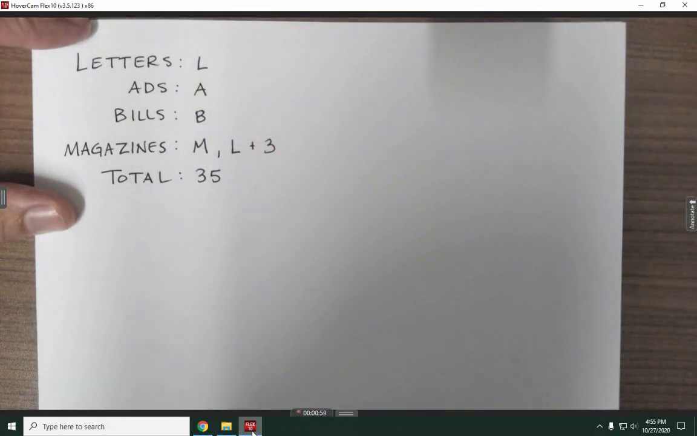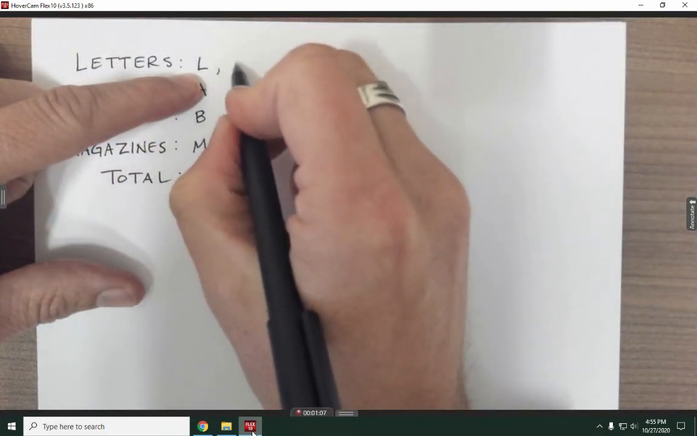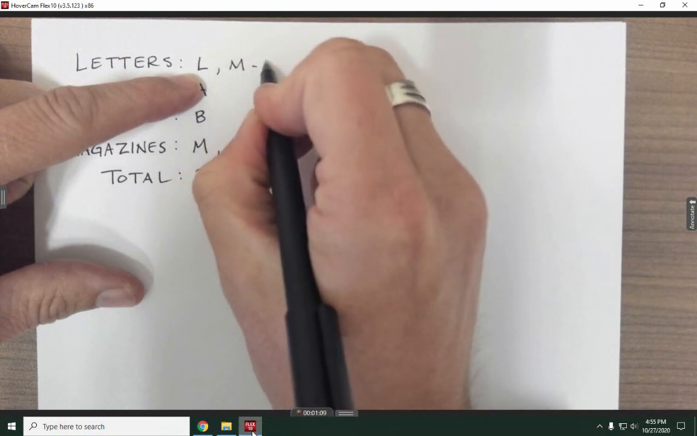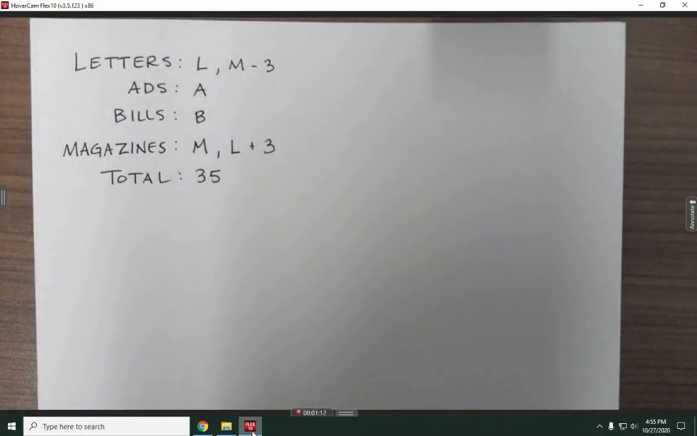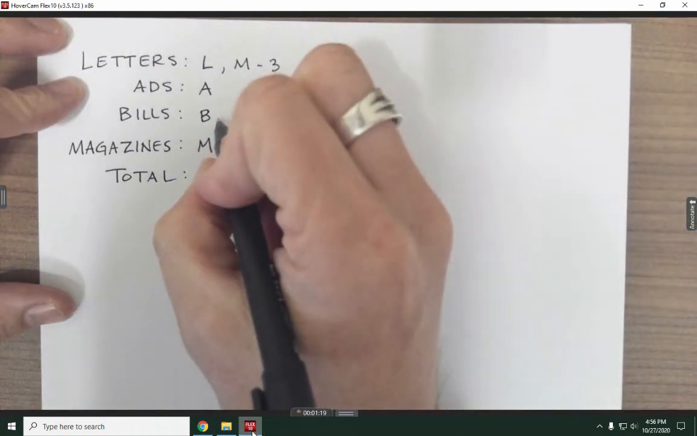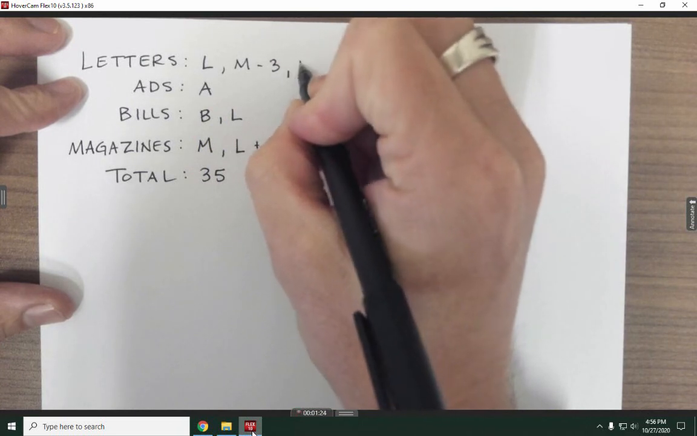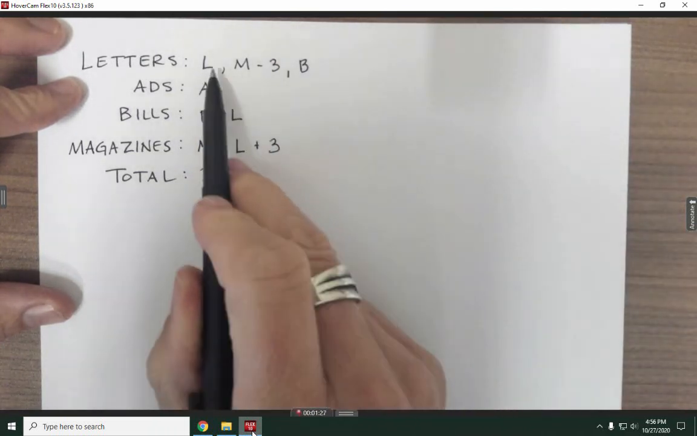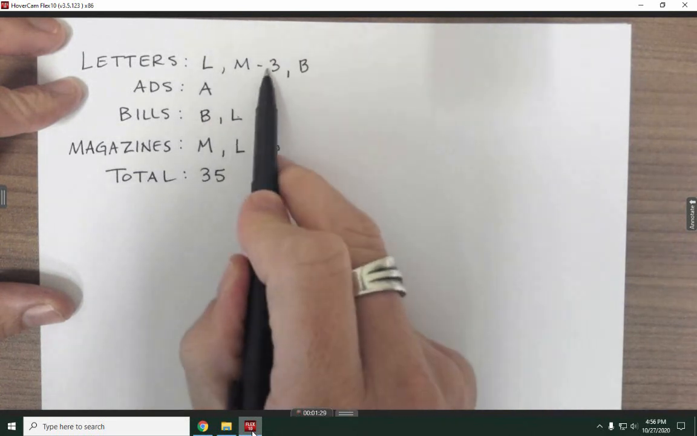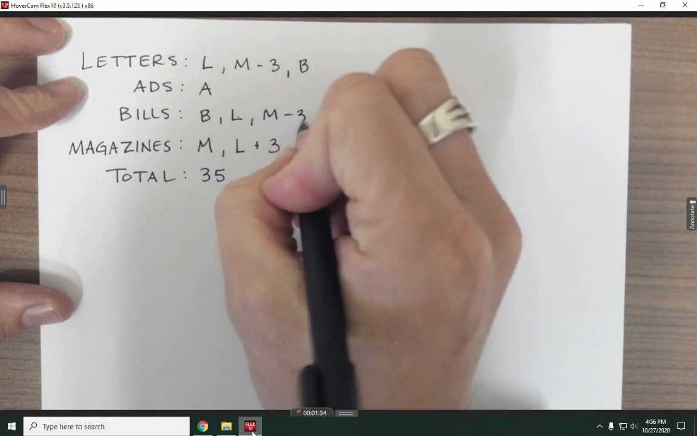Now, I can get the opposite information out of that. So I could go up here to letters, and since this was 3 more from the magazines, we're going to subtract 3 to get what our letters was. So we can do the exact opposite. Now, it said it had the same number of bills as letters. So this is the same thing, bills and letters. We could say that letters is the same thing as bills. We also have, since this is the same and this is the same, this is also the same as well. So we can put our M minus 3 on this one as well.